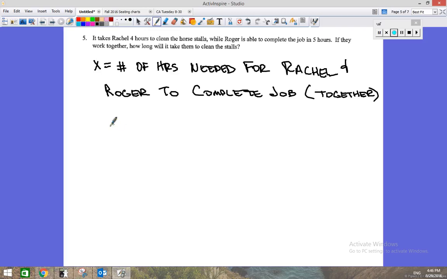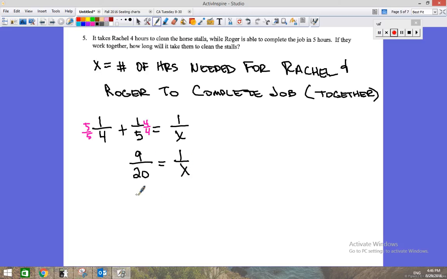So individually, we know that Rachel's rate of work is 1/4 of the job per hour. At the same time, Roger's helping, not as quick as Rachel, with 1/5 of the job done per hour. Together, they would get 1/x of the job done. Let's get a common denominator of 20. Multiplying this one by the number 1, but write it as 5 over 5. Write this one as 4 over 4. That'll get us a denominator of 20, and 5 times 1 plus 1 times 4, 5 plus 4 is 9.